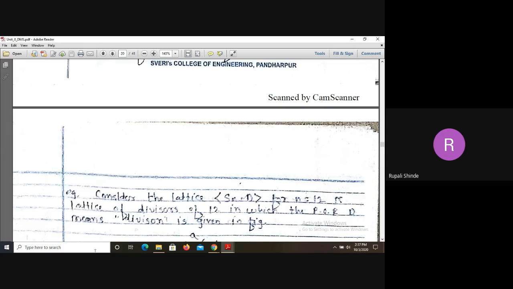First of all, tell me, what are the divisors of 12? Those will be 1, 2, 3, 4, 6 and 12. So there are 6 elements. Can you draw the lattice for this one? Try it and post your answer on the group or personally to me on WhatsApp.